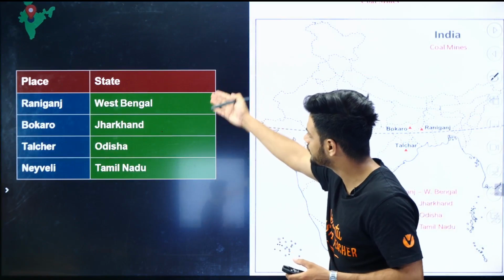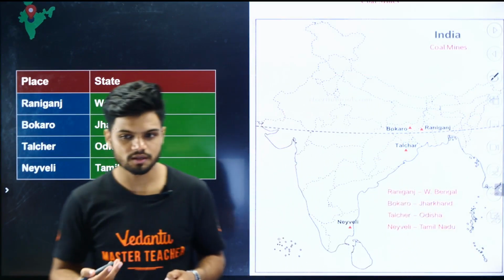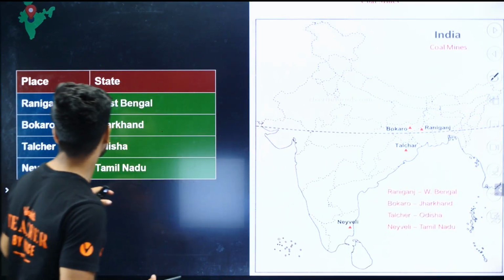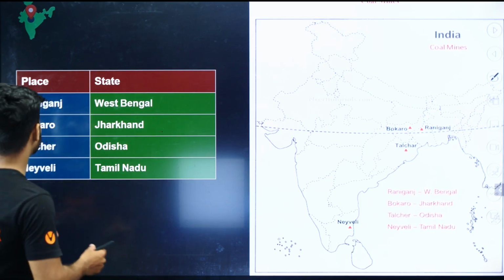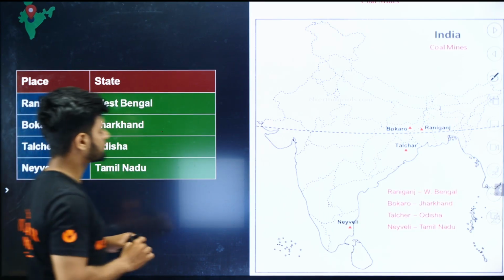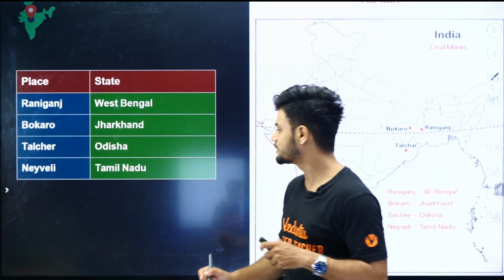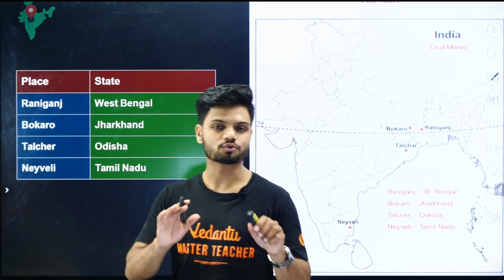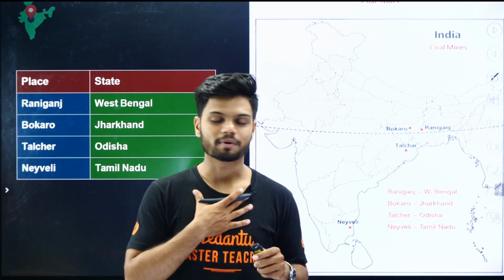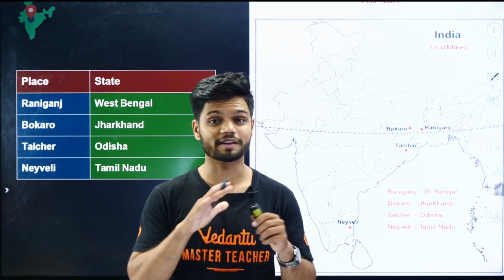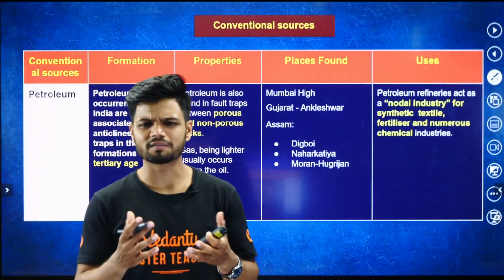Where do you find the locations? Again, the map is very important. Rajganj is in West Bengal. Then we have Bokaro, that is in Jharkhand. Then we have Talcher, which is in Odisha, and then Neyveli, which is in Tamil Nadu. I'm sorry if I'm not pronouncing the names correctly because my pronunciation of names of different places is very bad. Okay. Then we have conventional resources.